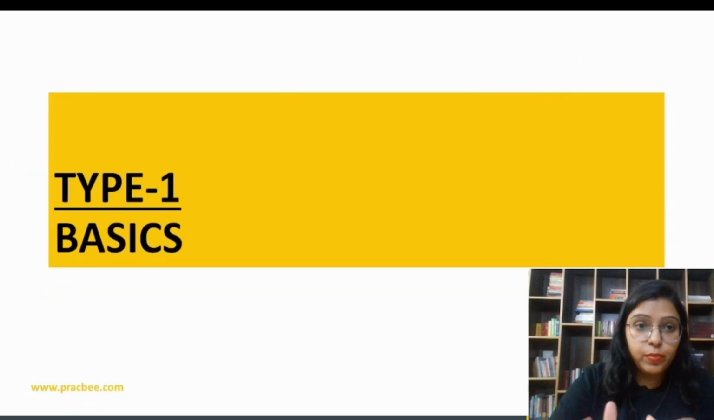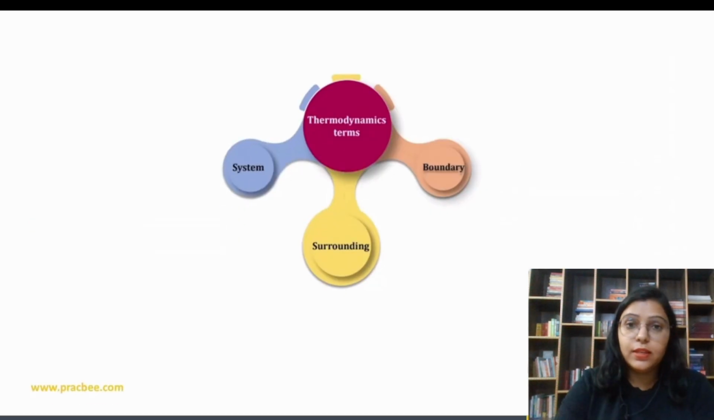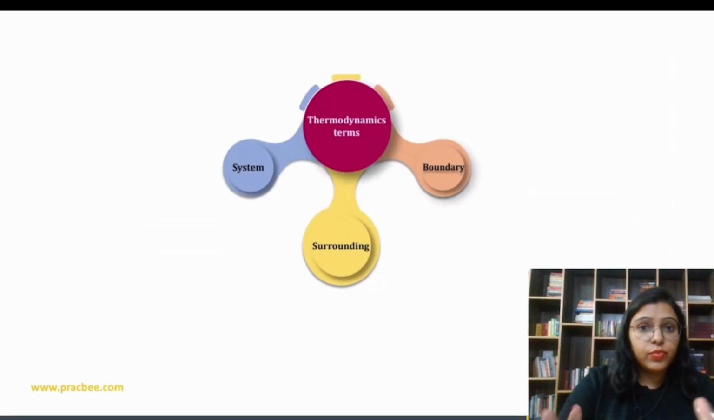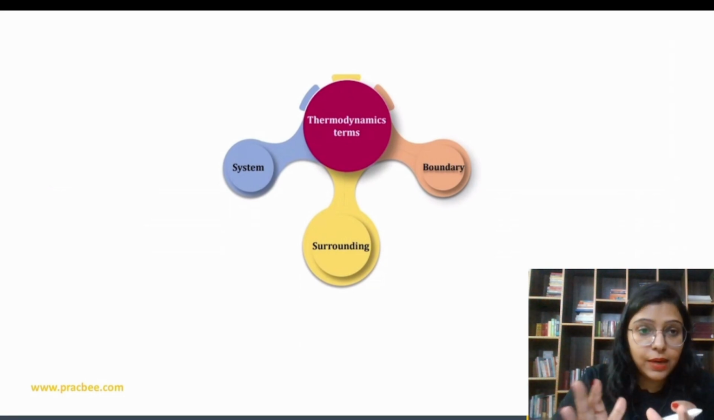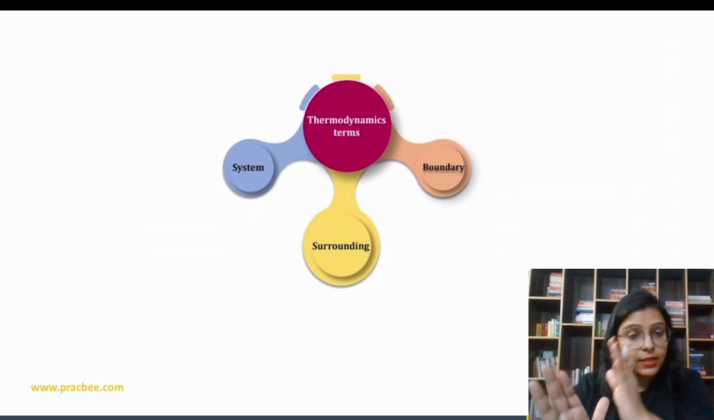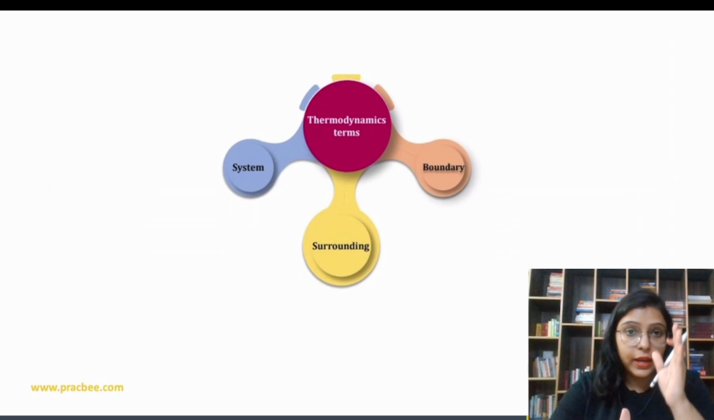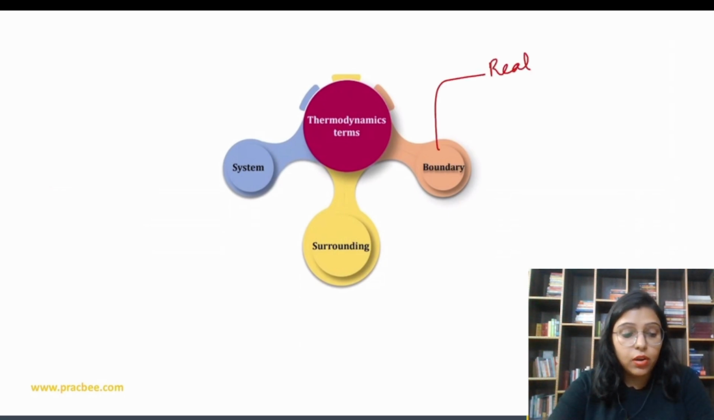Let's discuss type 1 problem, which is completely dependent on the basics of thermodynamics, that is, the thermodynamic terms. We have system, surrounding, and boundary. What is system? System is that part of the universe which is under observation. The rest of the universe is the surrounding, and system and surrounding are separated by a boundary. This boundary can be real or imaginary.